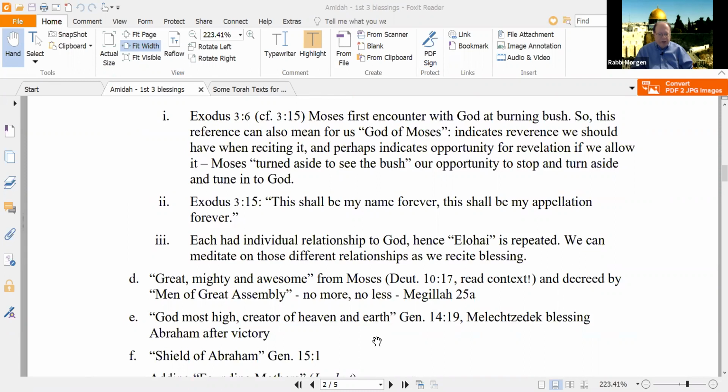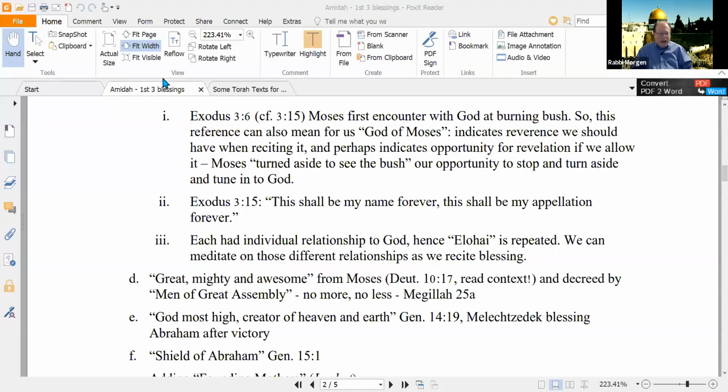And it's decreed. The men of the Great Assembly said, "That's all you should say about God, just that He's the great, mighty, awesome." Why do they say that? Because there's no end to the adjectives that you could apply to God, right? He's great, mighty, awesome, magnificent, wonderful, super, outstanding, excellent, fantastic, and you never get to the end of the prayer. So they said, look, this is what Moses said. That's enough for us. Don't add more adjectives. Just leave it at that.